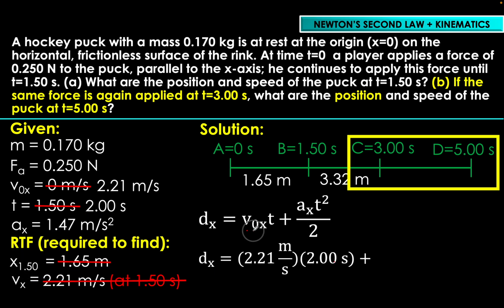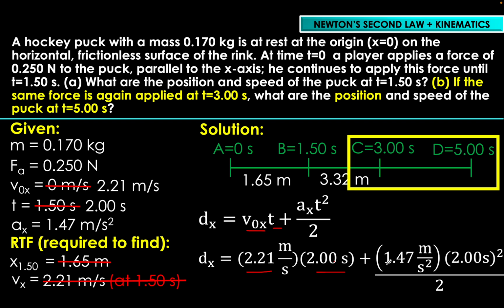So for the initial horizontal velocity, it's 2.21. For the time, it's 2 seconds. And then a sub x t squared over 2, that's going to be 1.47 meters per second squared times 2 raised to 2 divided by 2. Okay, so we just plugged in everything in here. Just be careful because you have to square only the time, 2 seconds. And then after squaring time, multiply it by acceleration, then divide whatever you get by 2, and then add that to the product of 2.21 and 2 seconds, okay?